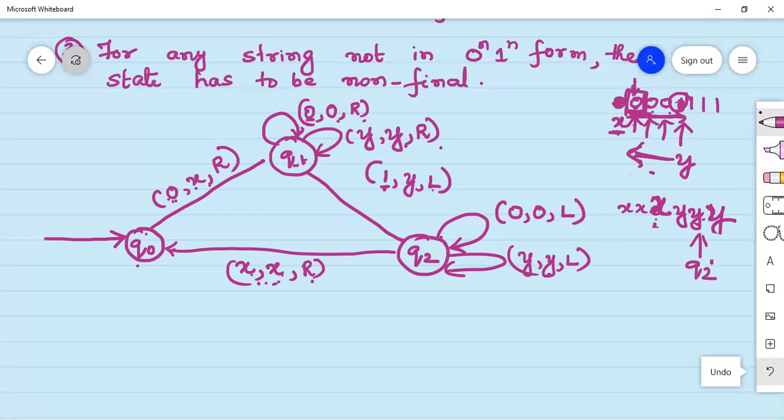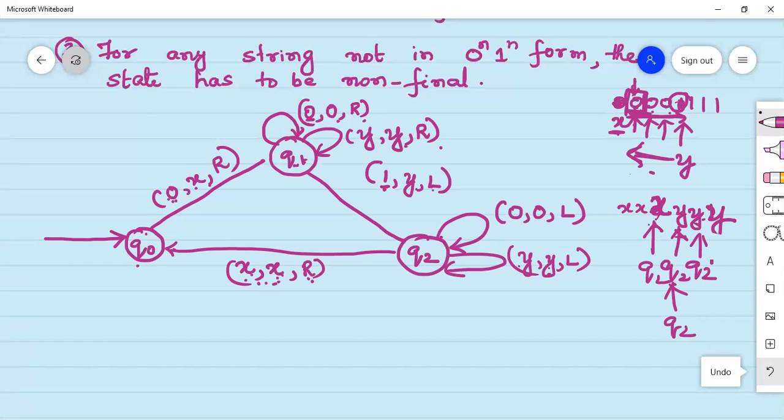q2, y on y, you just move towards left. And q2 again y, so you move towards left. And now q2 on x, so you keep it as x and you move towards right. What is the meaning of this? Yeah, so we found an equal number of zeros and ones. No more zeros are there, isn't it?